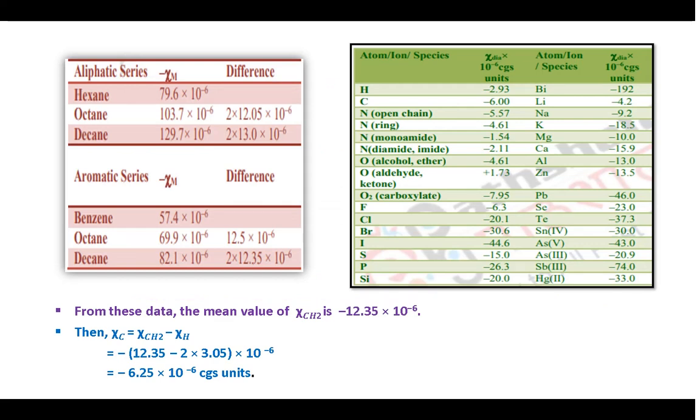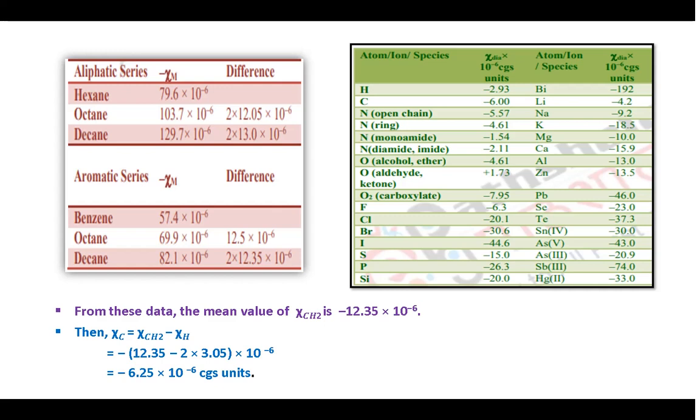We take an example from Pascal to determine the value of chi_C. Here we will take an example from the aliphatic series. For hexane, the value of chi_m is 79.6 into 10 raised to power minus 6. For octane, the value is 103.7 into 10 raised to power minus 6. So, the difference between these two is equal to 2 into 12.05 into 10 raised to power minus 6.